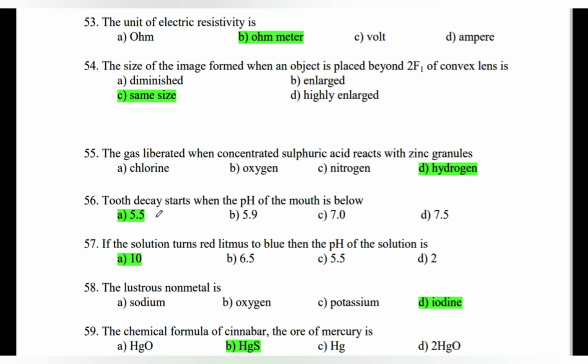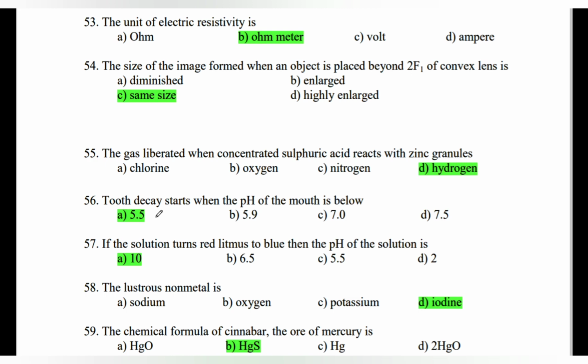Tooth decay starts when the pH of the mouth is below 5.5. If the solution turns red litmus to blue, then the pH of the solution is, it is a basic solution. Therefore the correct answer is option A, 10. Other options indicate they are acid. The lustrous non-metal is, the correct answer is option D, iodine.